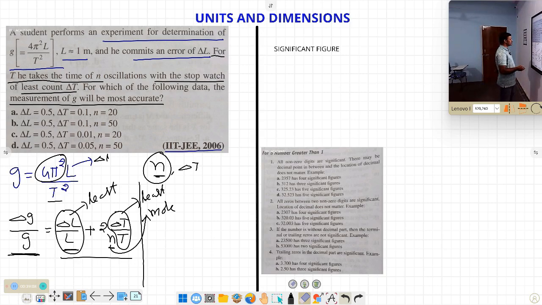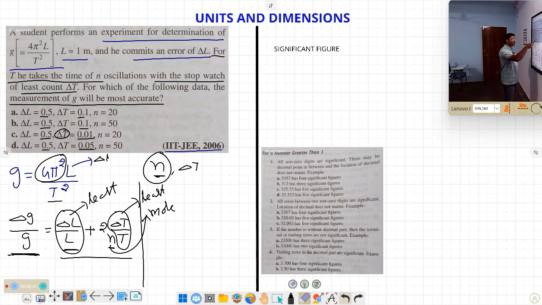So check the options. In the options, delta L is 0.5, 0.5, 0.5, 0.5, all are the same. No need to get confused in this. And delta T also must be least: 0.1, 0.1, 0.01, 0.05. Which is the least one? 0.01 is the least, right? So this is the least one. So can you decide this is the answer?